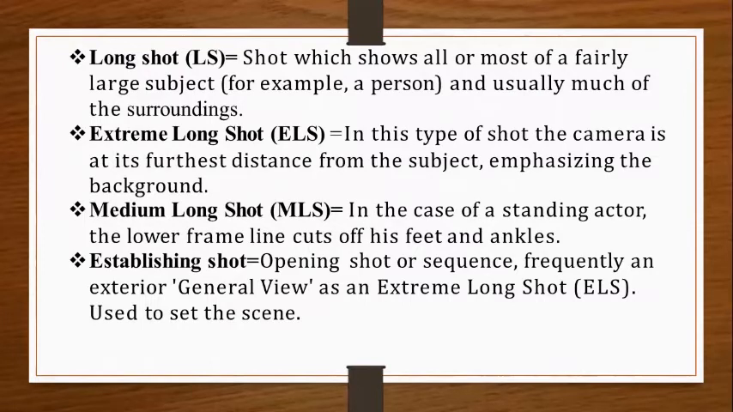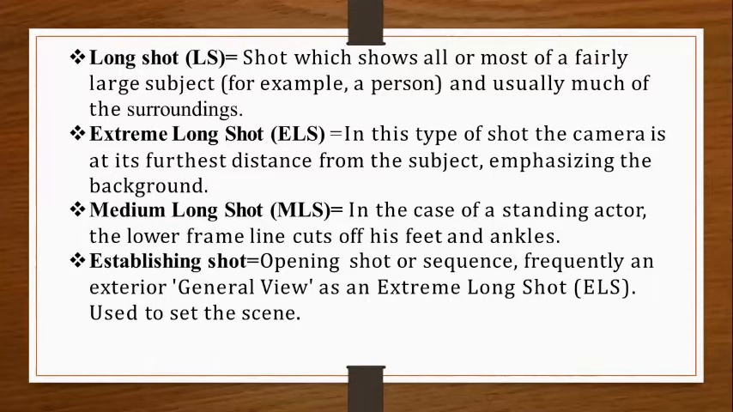Basically, in a film, it is a view of a scene that is shot from a considerable distance so that people appear as indistinct shapes. An extreme long shot is a view from an even greater distance in which people appear as small dots in the landscape.